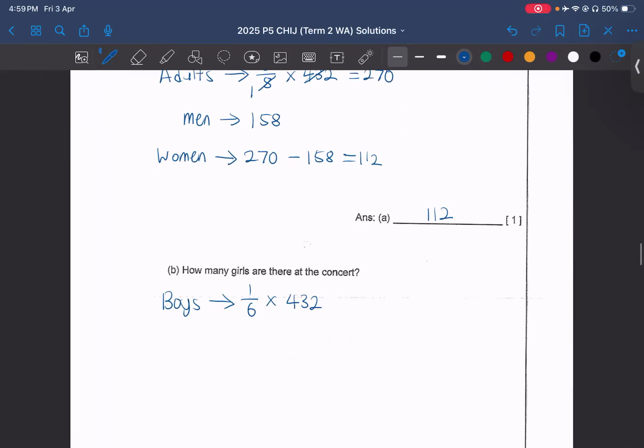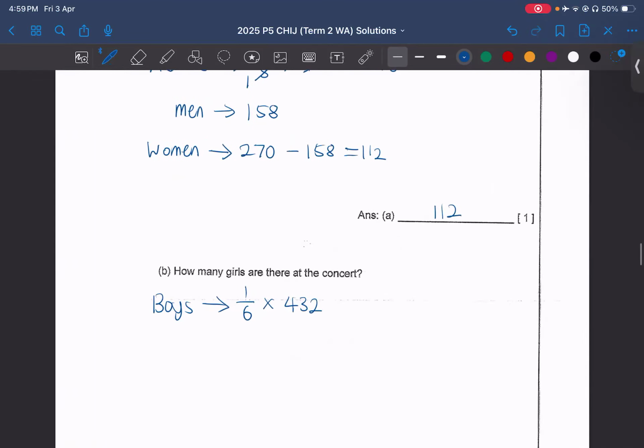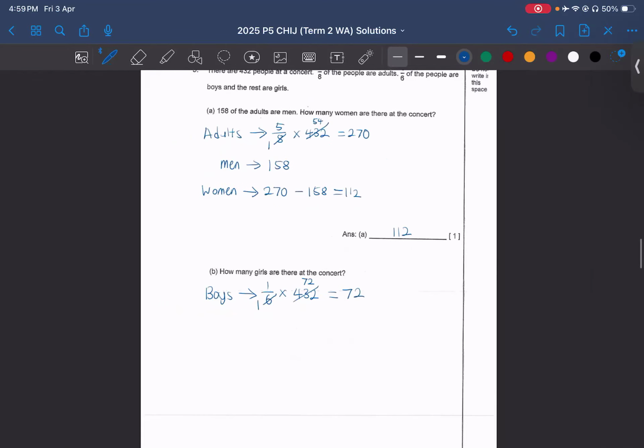So once again, we have a fraction multiplied by a whole number. So the denominator of the fraction can cancel with the whole number, because 432 is a multiple of 6. So the 6 cancels to become 1, and this 432 you can cancel to become 72. So essentially what you're left with is 1/1 times 72, which is 72. So there are 72 boys.